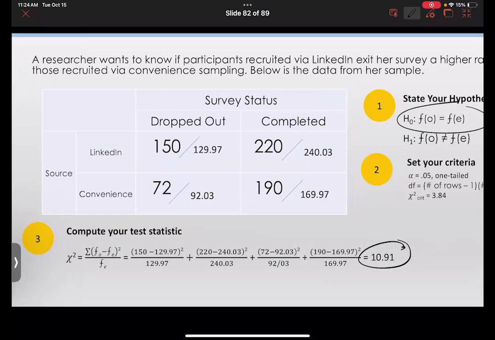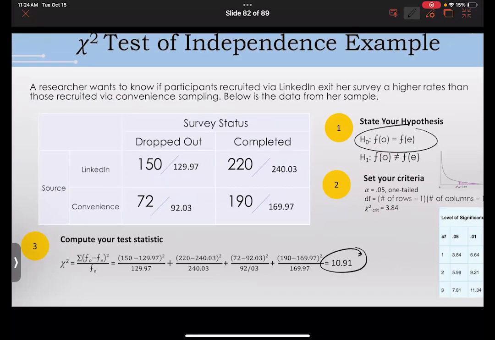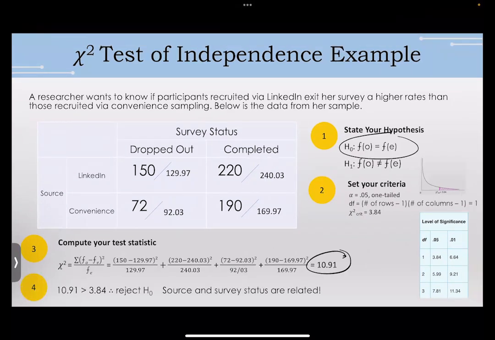Now, when you do this by hand, you don't have p-values. So the only thing that you can use to compare and draw a conclusion are your chi-crit and your chi-calc. So we can say 10.91 is greater than 3.84, therefore reject the null hypothesis. Source and survey status are related.